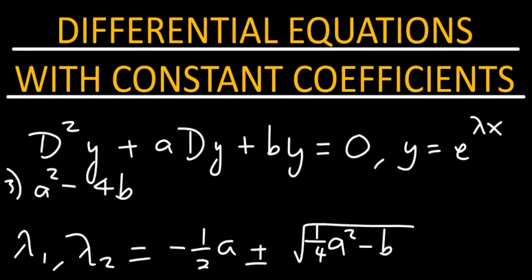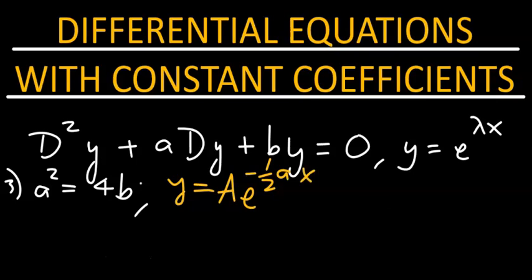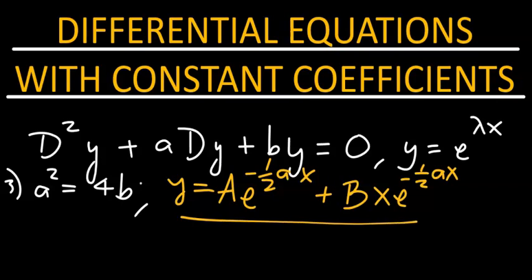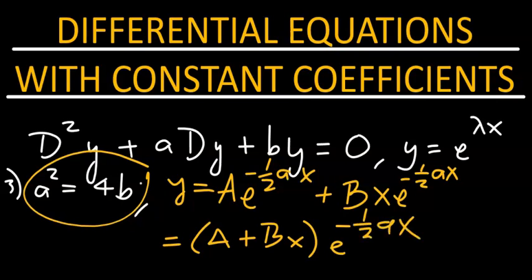The third case is when a² equals 4b. When that is the case, this thing goes away. So immediately you see one solution is just A e^(-ax/2). And there is another term to this general solution, and it is given by an arbitrary constant times x times e^(-ax/2). And this is the general solution for this case. One can also write the above in the following form, just to make it a little bit neater: e^(-ax/2).